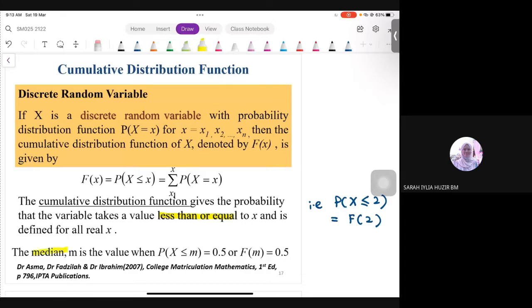Kalau hari tu kita ada cari mod. Mod is highest frequency, highest probability. For median, kita akan cari middle data. Data yang ada kat probability tengah-tengah. So kalau kita tahu the total probability must be 1, probability tengah-tengah confirm 0.5 kan, half. So in order to find median, P(X at most M) equal to 0.5. 0.5 tu probability kita. M is our median lah, nilai median yang kita nak cari. Nanti kita tengok soalan lagi senang.